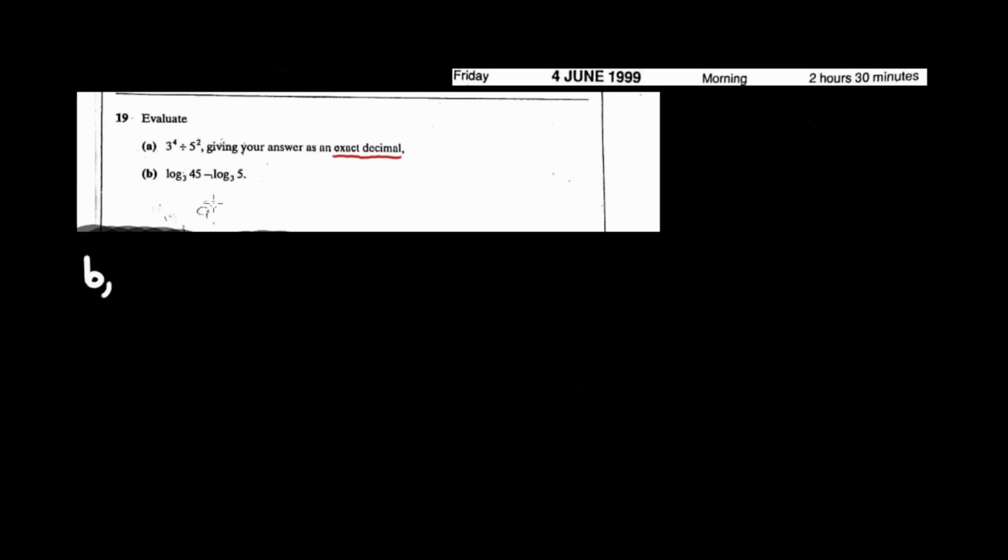19B is log 45 base 3 minus log 5 base 3. So it's log 45 base 3 minus log 5 base 3. So we are going to be applying my laws of logarithms. If you do not understand them, you can comment in the comment section and I'll create a video explaining the laws of logarithms and also the laws of indices. But let us get to it.